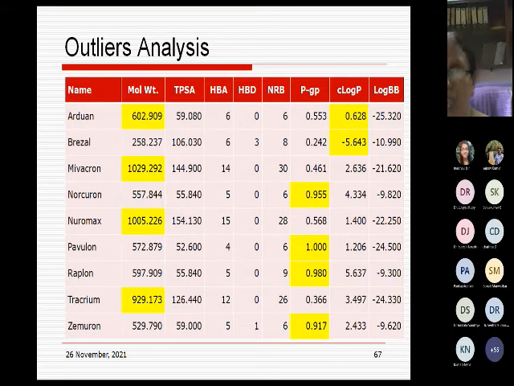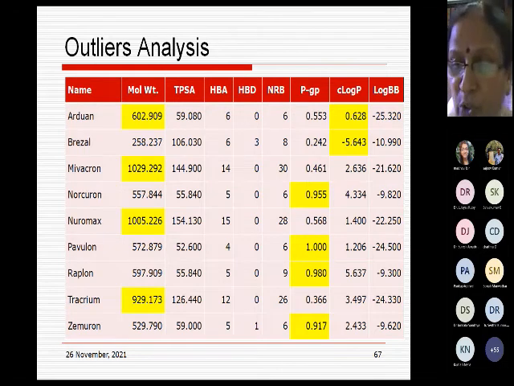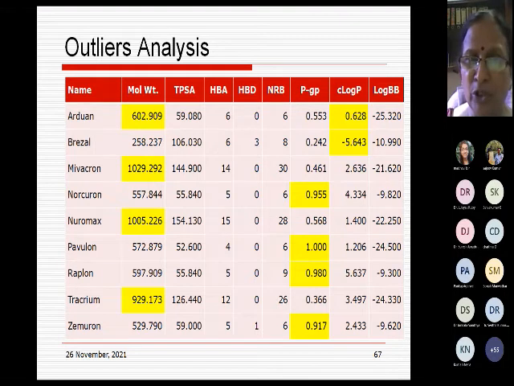Then we checked their input variable values. We had to analyze why they were showing this type of very low log BB value. We checked whether some of the molecules have a slightly higher molecular weight, or their C log P values are low.